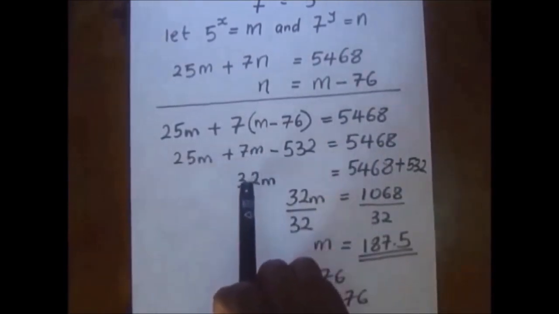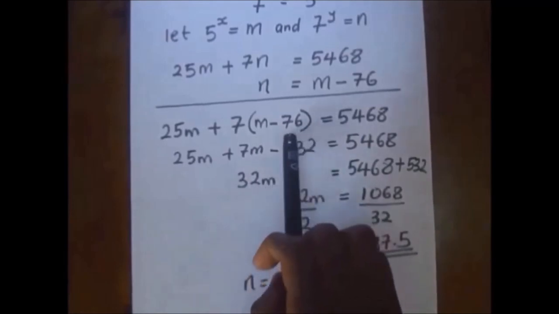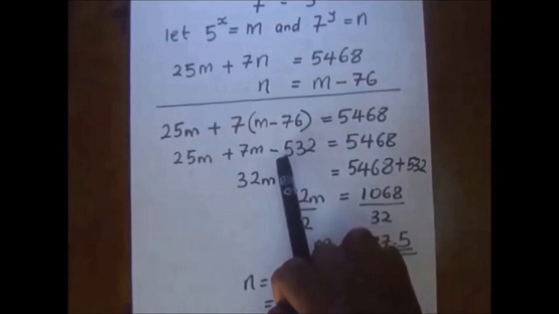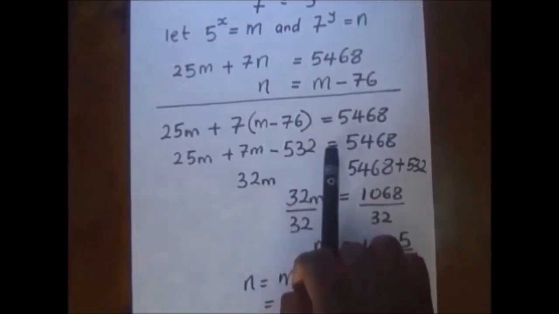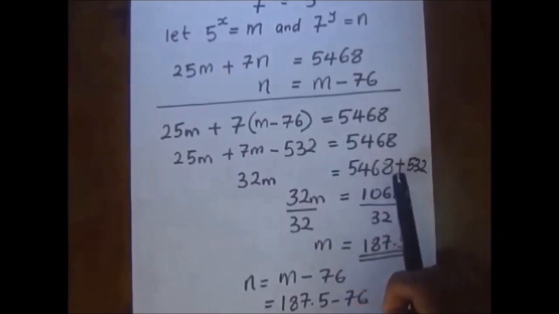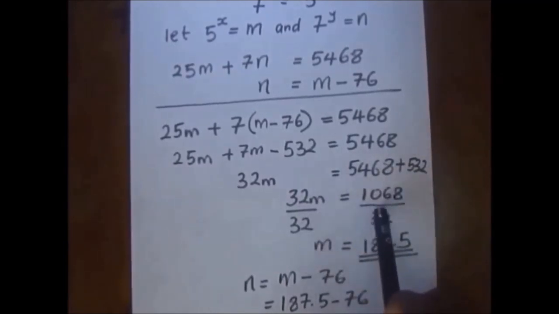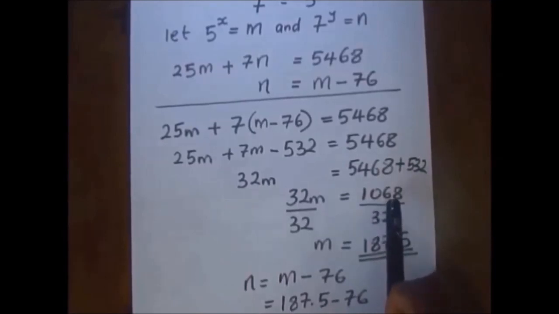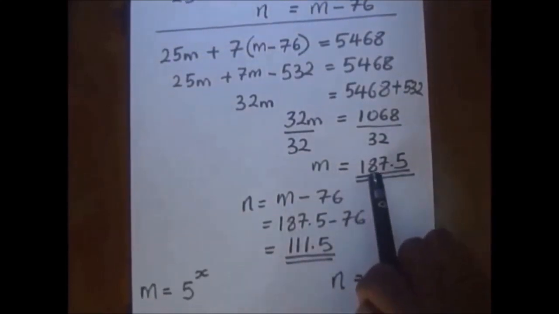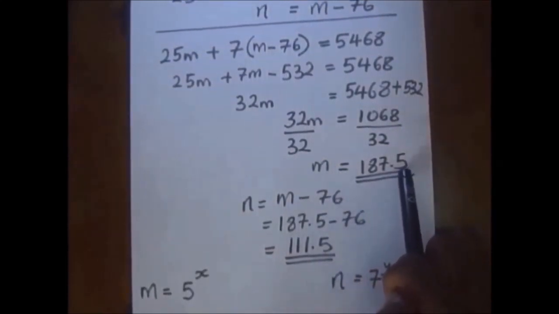25m plus 7m gives us 32m, and then this crosses the equal sign and goes that way. Here it was a negative. When it crosses the equal sign to come to this side, it becomes a positive. So we have 5468 plus 532. We end up with 32m giving us 1068. Then when we divide both sides by 32, we get our value of m as 187.5.